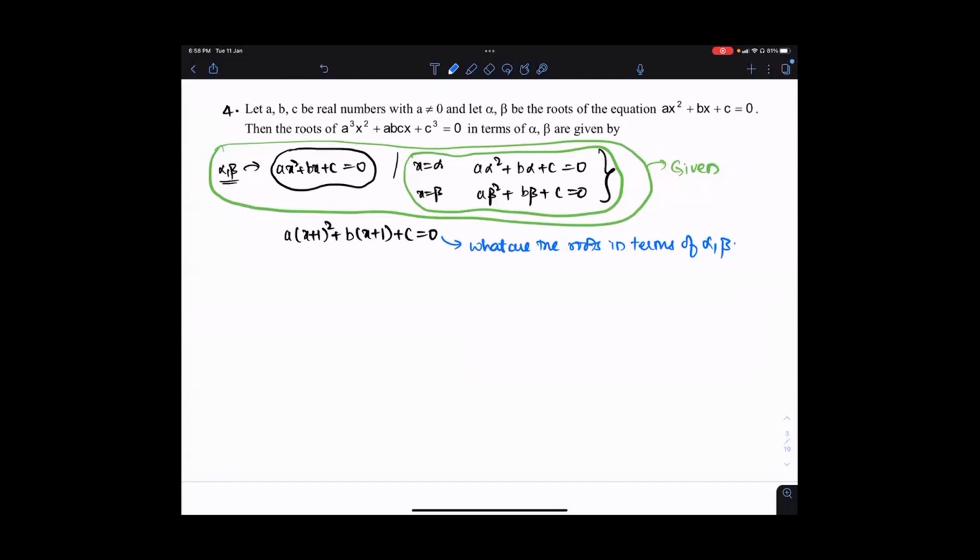Coming to this one. This is given: alpha, beta are the roots of this. Then what will be the roots of this equation, which is written here in terms of alpha and beta? What you need to understand is this question you need to ask: here, in place of x plus 1, if I have alpha, the equation will be satisfied or not?